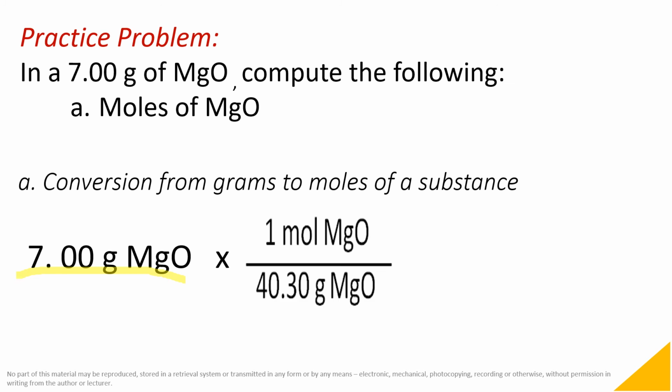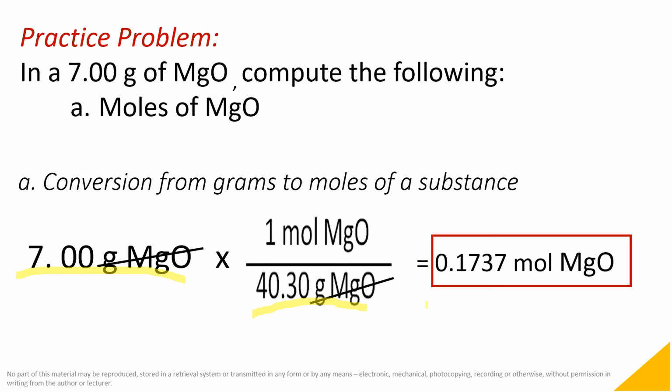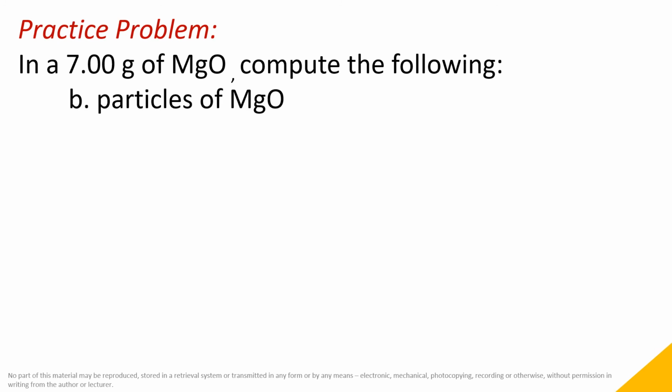So in every 1 mole of magnesium oxide, there are 40.30 grams. Now let's cancel out the similar units, which is grams, and calculate. 7 times 1 divided by 40.30 grams will get an answer of 0.1737 moles of magnesium oxide. Now let's move on with letter B.